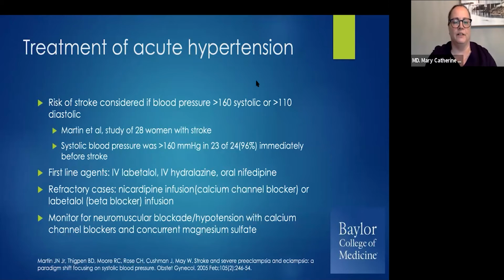I just put a reminder here in this last bullet point that there is a theoretical, but could be very real chance of neuromuscular blockade and profound hypotension with the use of concurrent magnesium sulfate and calcium channel blockers. I say theoretical. I personally haven't had this experience, but it's certainly physiologically possible and has been reported. So just something to keep in mind, but not necessarily an absolute contraindication to using those medications together.